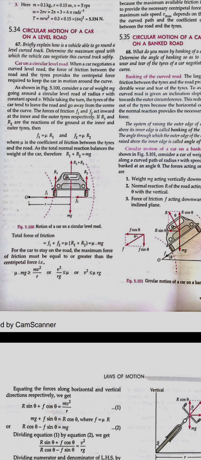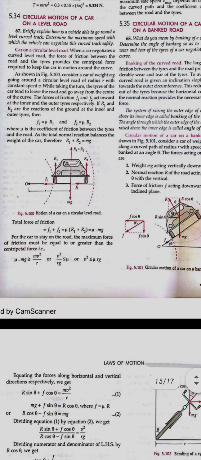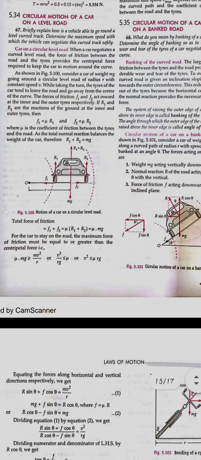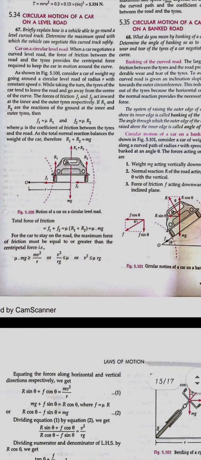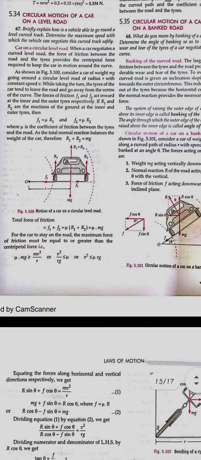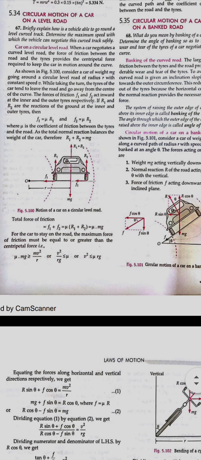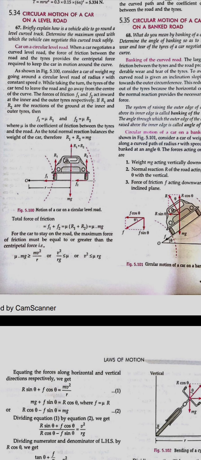On adding both, the total normal reaction will balance the weight of the car. So R1 plus R2 will be equal to the weight. Then mu will come in, that is the limiting friction. For the maximum friction, we can write mu into mg, since R1 plus R2 balances the weight, so it will be mg. So mu mg should be more than the centripetal force, then only the car can stay on the road, otherwise it will move down.